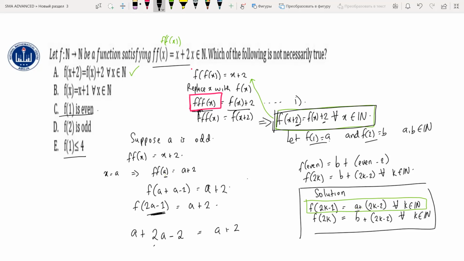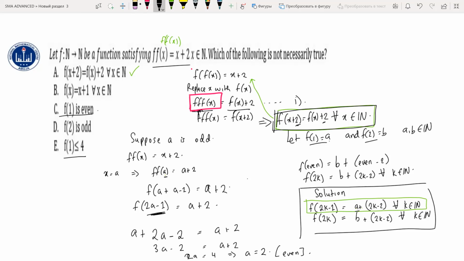So what do we have here? We have 3A minus 2 is equal to A plus 2. What do we have here? We get that 2A is equal to 4. So what does it imply? It implies that A is equal to 2. So we get that A is equal to 2, even.